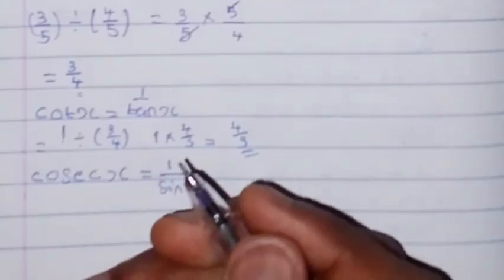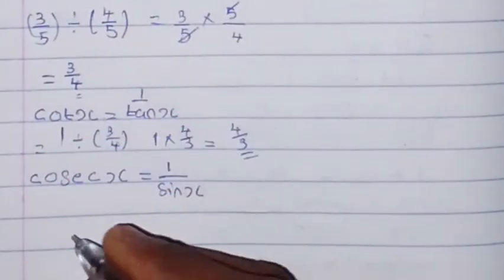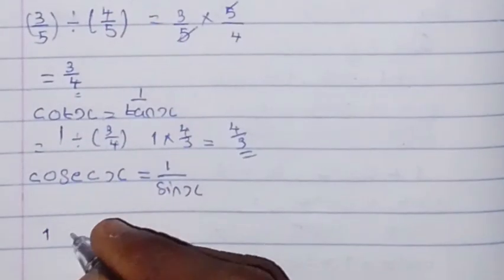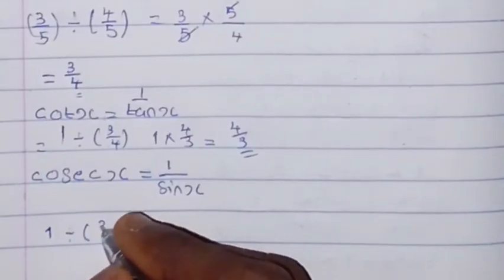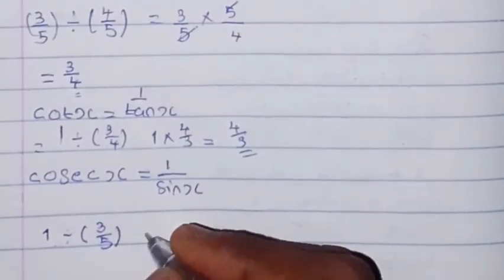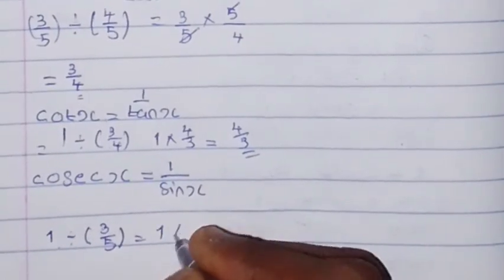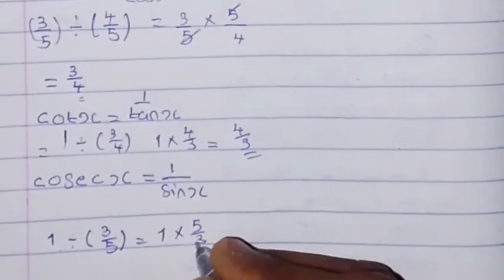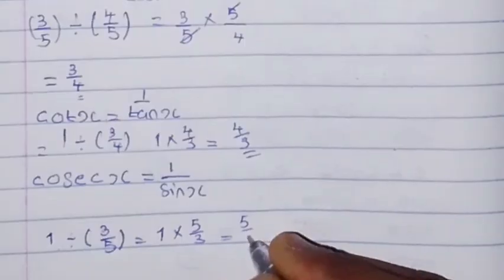So sine x we already established that it's 3 over 5. So this is 1 divided by 3 over 5. The fraction flips, which is now equal to 1 times 5 over 3. So this gives us 5 over 3.